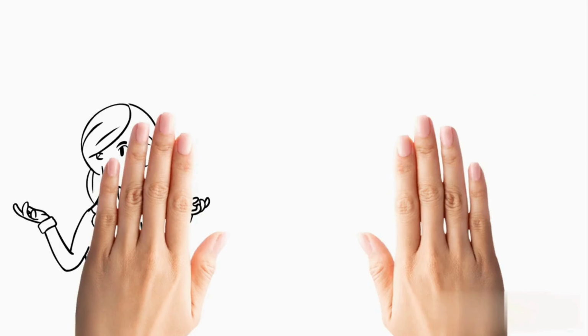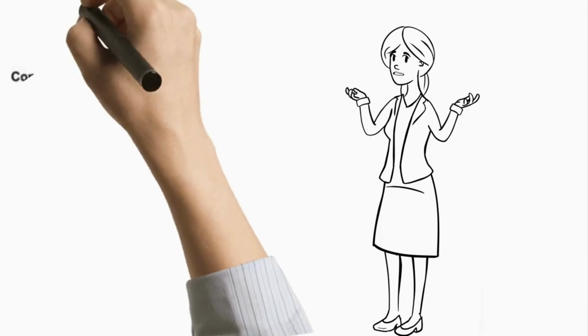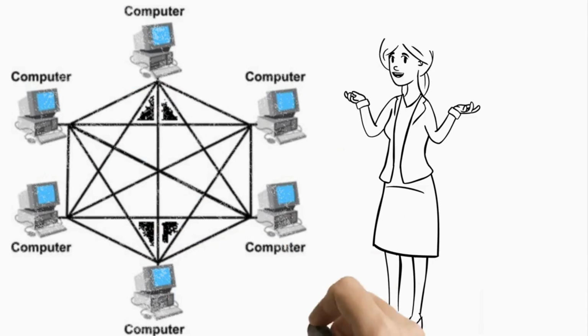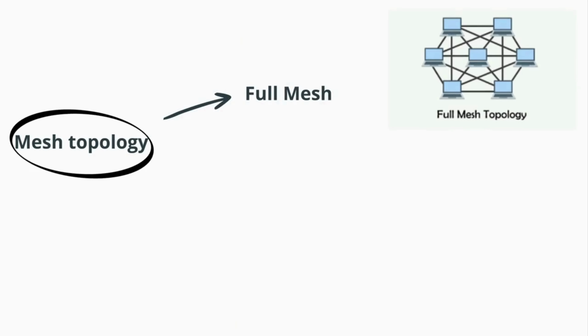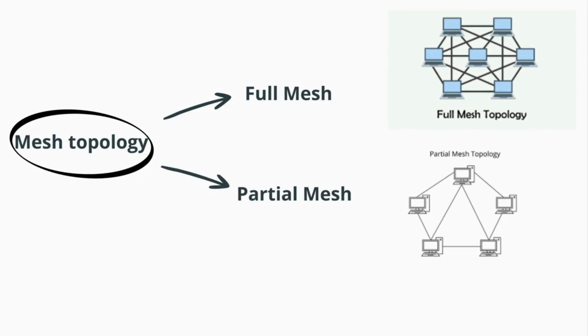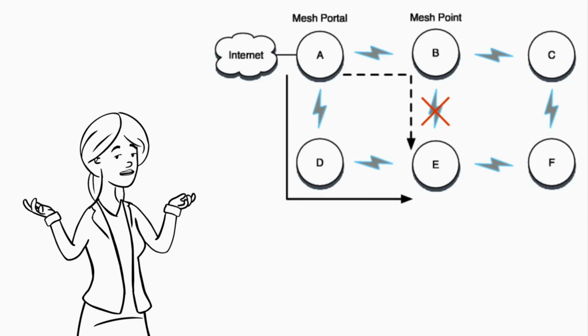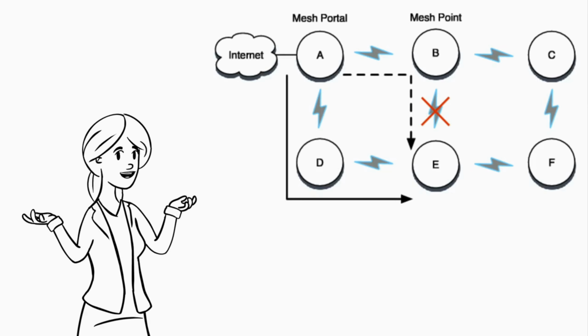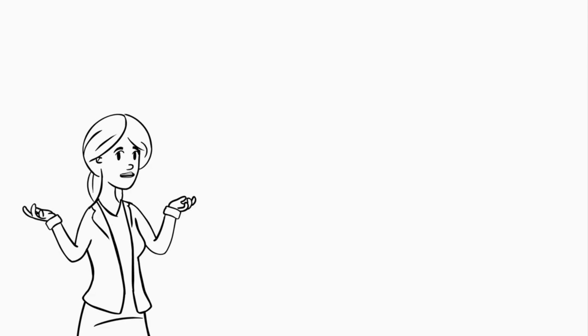Moving on to the mesh topology. In a mesh topology, every device is connected to every other device in the network. There are two types: full mesh, where every device is connected to every other device, and partial mesh, where some devices are connected to all the others, and some are connected to only those with which they exchange the most data. Mesh topology is highly reliable and offers redundancy because there are multiple paths for data to travel.